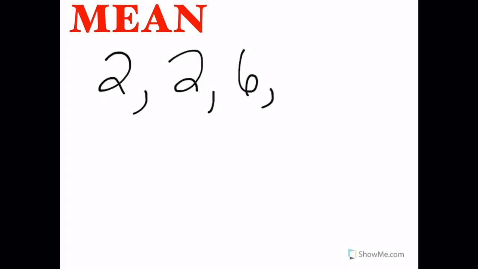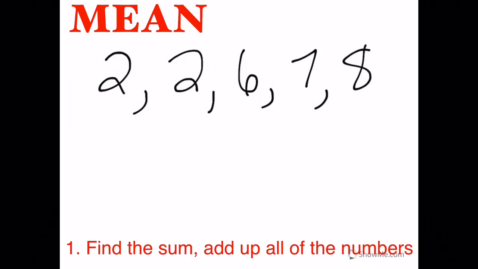Now to slow down how to find the mean of the numbers 2, 2, 6, 7, and 8 as stated in the video. The first thing we have to do is find the sum. I want to put all of these numbers into a pot.